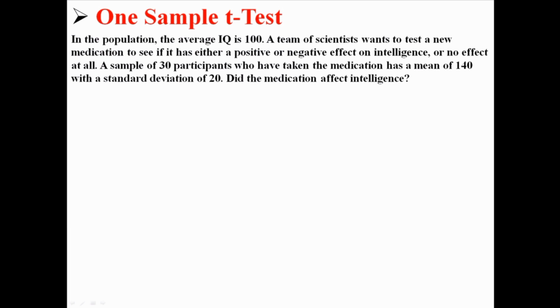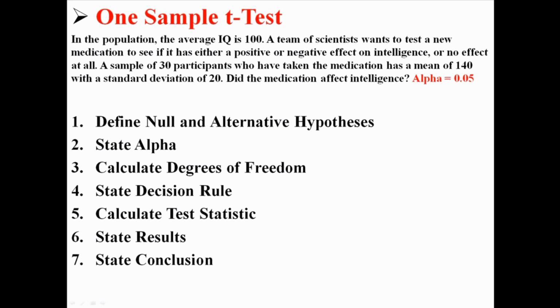First example: in the population, the average IQ is 100. A team of scientists wants to test a new medication to see if it has either a positive or negative effect on intelligence, or no effect at all. A sample of 30 participants who have taken the medication has a mean of 140 with a standard deviation of 20. Did the medication affect intelligence?